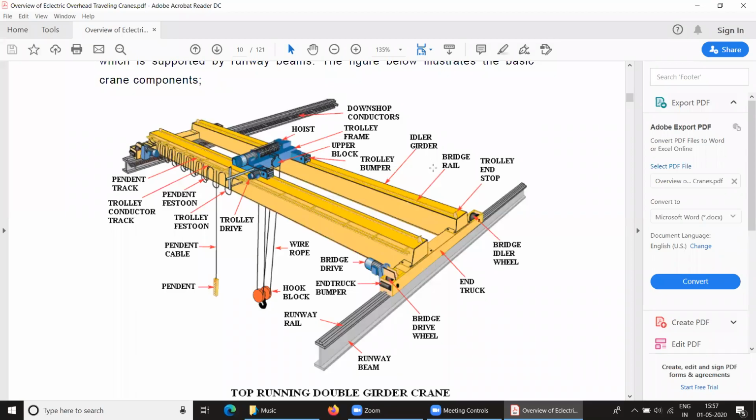Students, we were discussing about cranes. Now, in the picture, you can see a top running double girder crane. But what is a crane? Let me discuss it with you first.